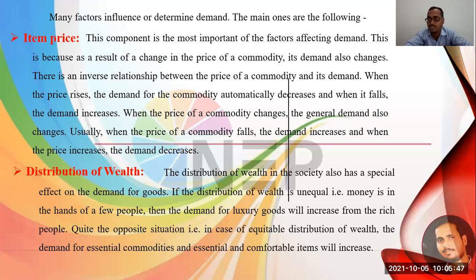But if the society belongs to the upper class, the richest class, then they prefer to consume luxurious commodities. So the distribution of wealth matters: if people are able to bear the burden of luxurious commodities, then the demand for luxurious commodities increases. If not, then the demand for luxurious commodities will decrease. This is another affecting feature of demand, the distribution of wealth.